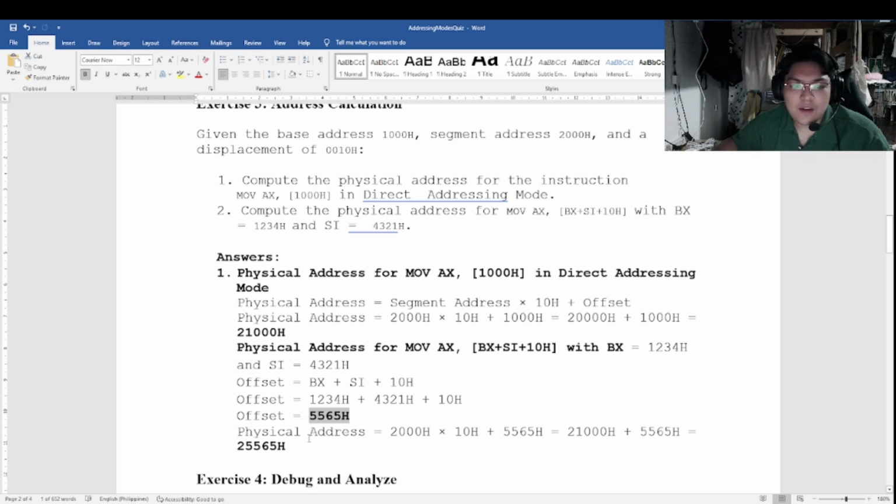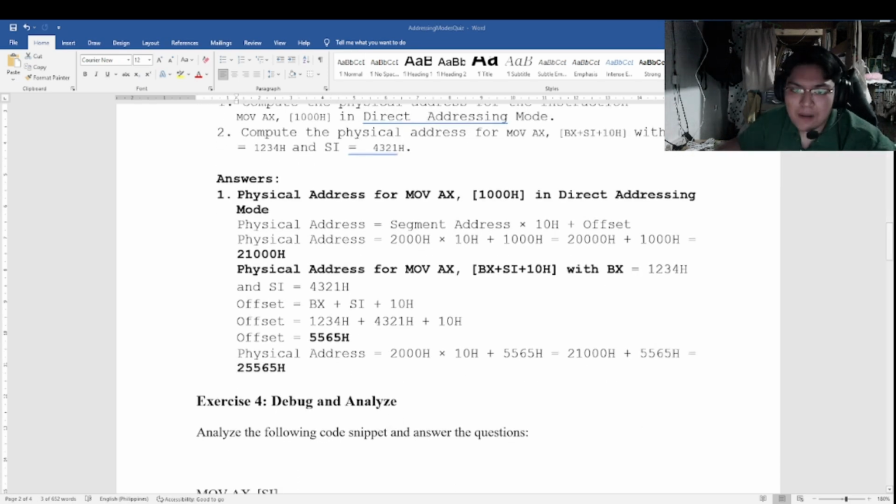Then since we have the offset now, we can calculate the physical address, which uses the same formula as this. So the segment address 2000H times 10H plus the offset, which is 5565H. So the total is 20000H plus 5565H, which is equal to 25565H.